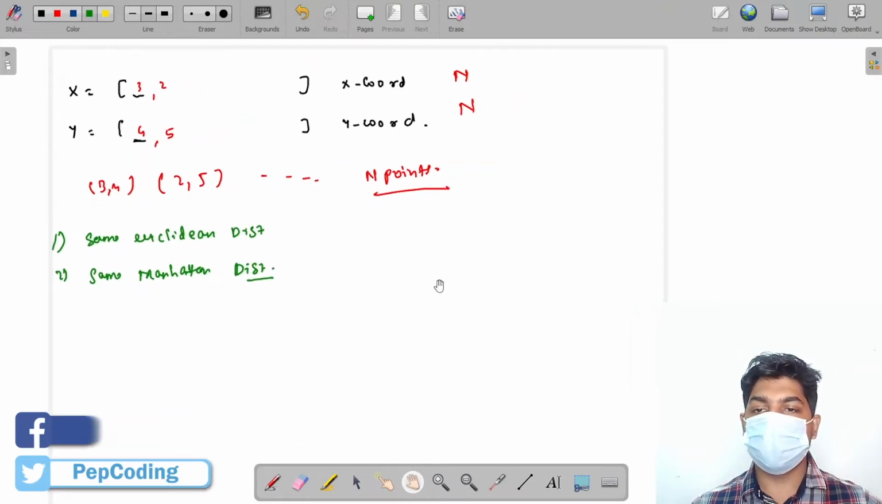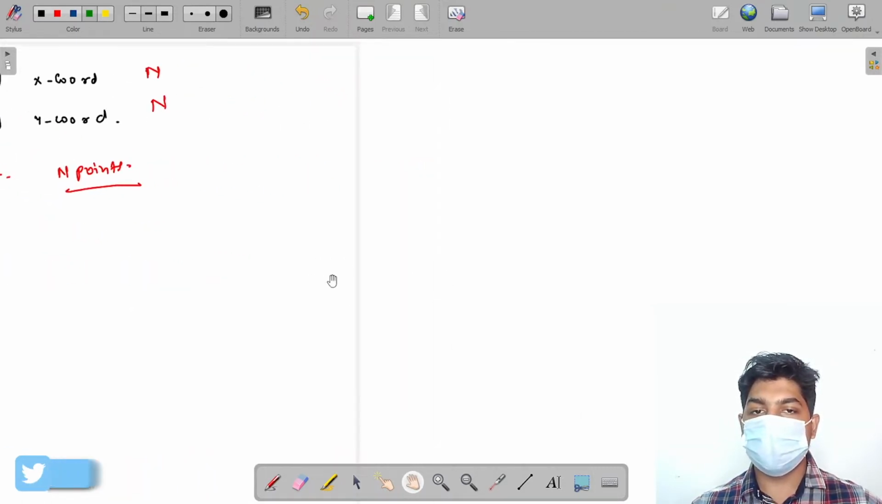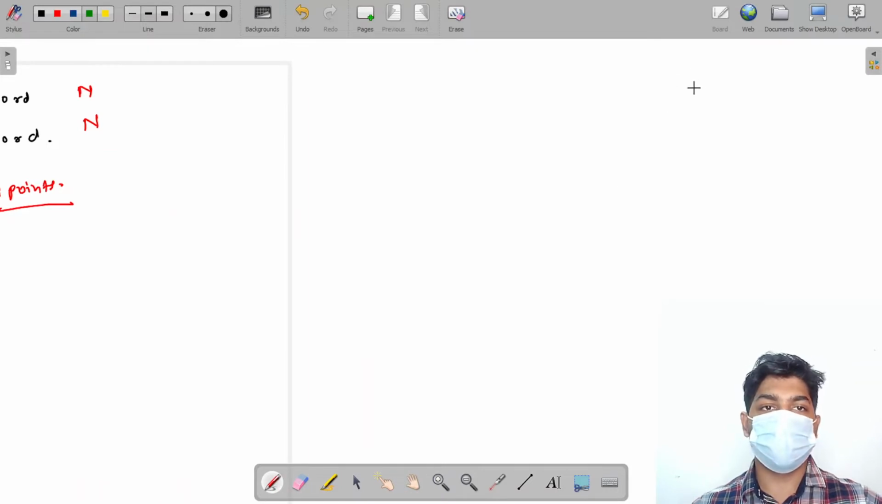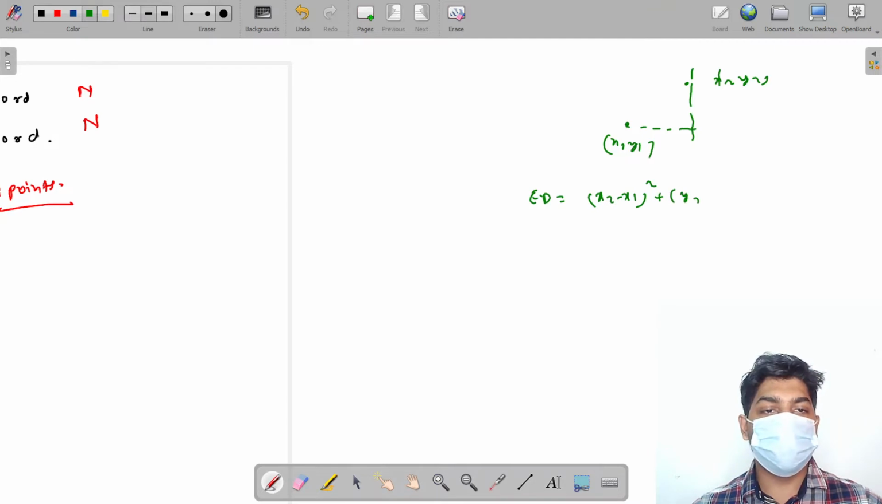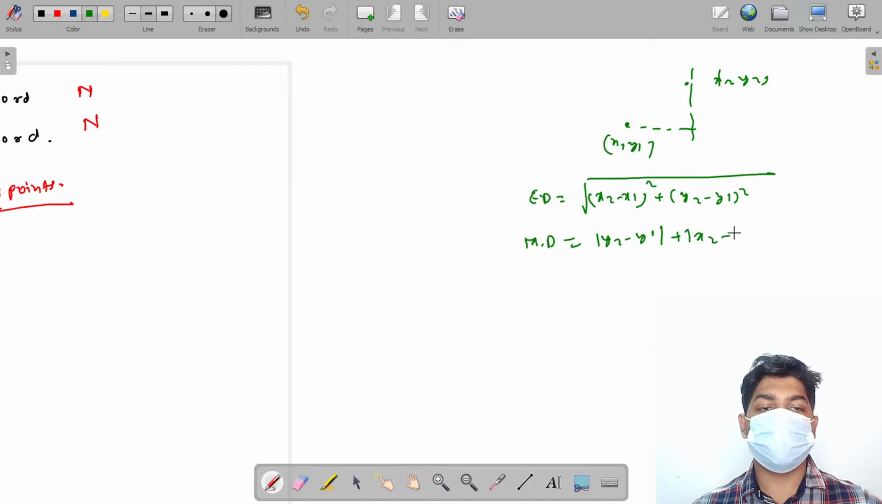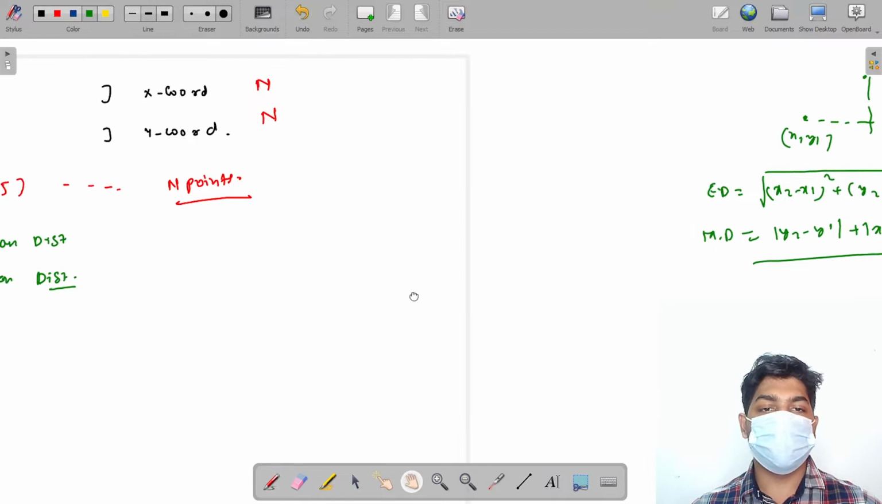Before moving further, let's first understand quickly what Manhattan distance and Euclidean distance are. Let's suppose two points are given to us: x1 y1 and x2 y2. The Euclidean distance is the square root of (x2 minus x1) square plus (y2 minus y1) square. And the Manhattan distance is nothing but mod of y2 minus y1 plus mod of x2 minus x1. So this was about Manhattan distance and Euclidean distance.